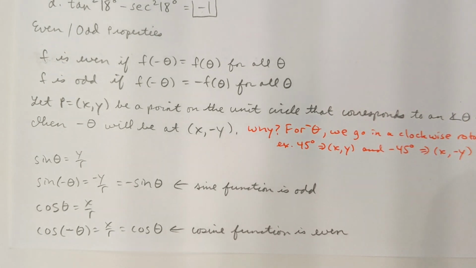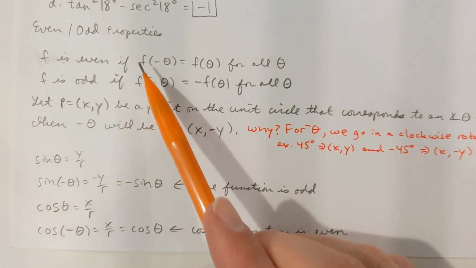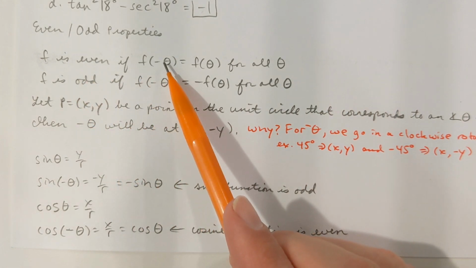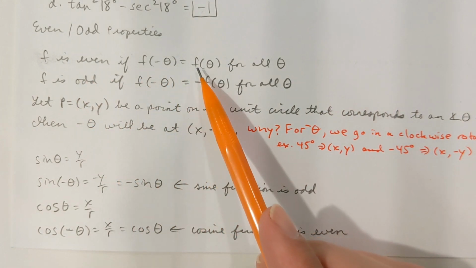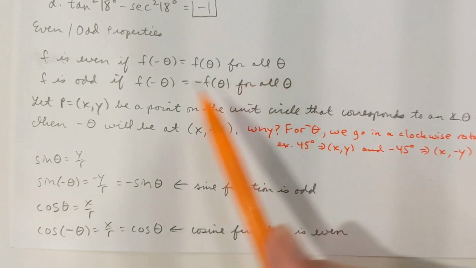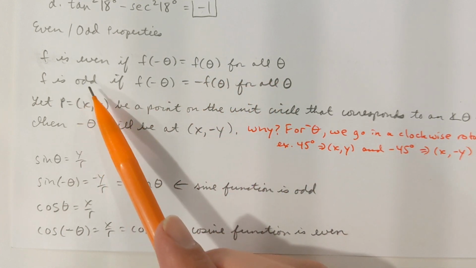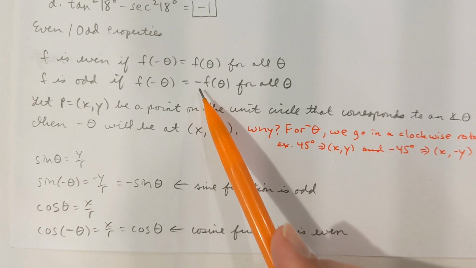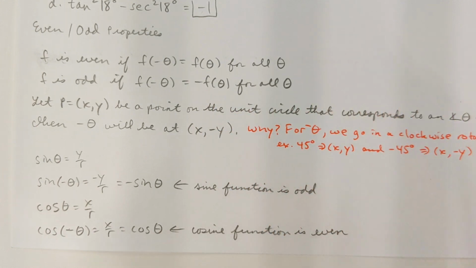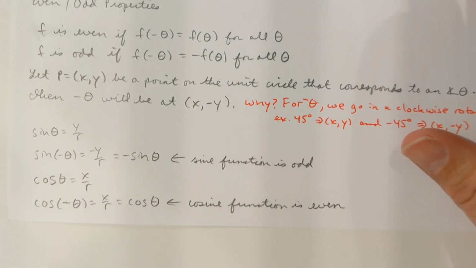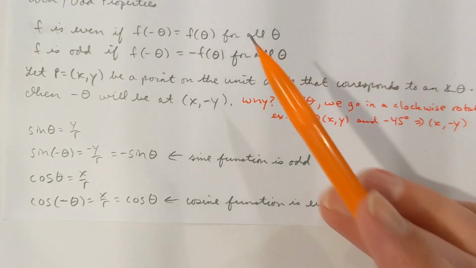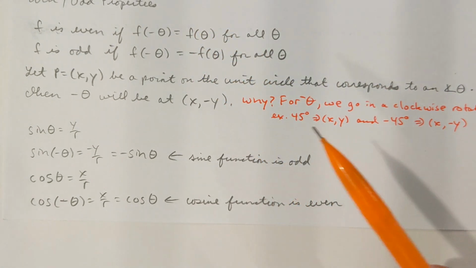All right, the last thing I want to talk about in this section is even and odd properties. We looked at even and odd functions when we did the algebra part of the class. A function is even if f of negative theta, in this case, is the same as f of theta for all theta. A function f is odd if f of negative theta is the same as negative f of theta for all theta. Okay. Same as what we had talked about in algebra.